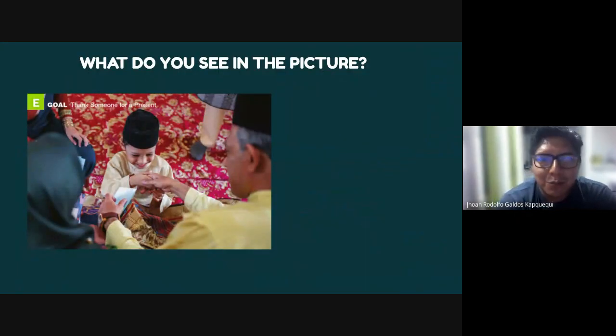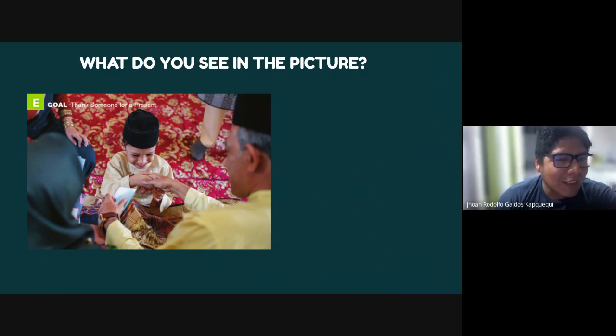If you see in your books, or maybe your online books, we have this picture. What do you see in this picture? We can see a boy, and he is holding the hands of a man and a woman that maybe are connected to him. Maybe they are related.